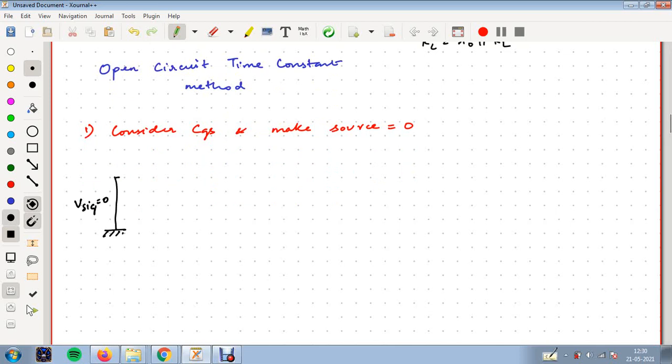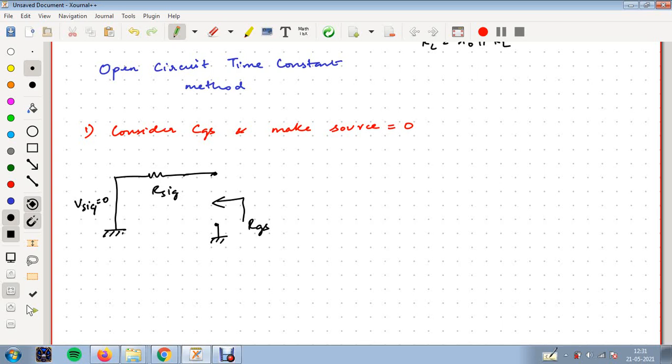I've shorted it. Now I have R signal here, and then here I have a capacitance CGS. What I'm trying to do here is find out the time constant with respect to CGS only. So when I make voltage signal 0, I have to find the equivalent resistance or impedance between the terminals of CGS. That is what I'm trying to do.